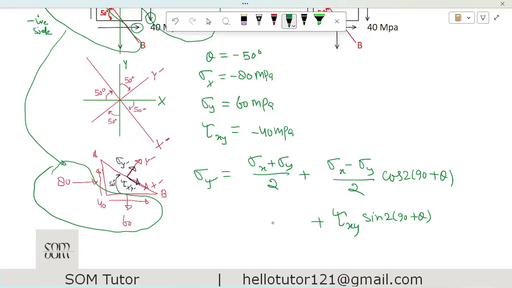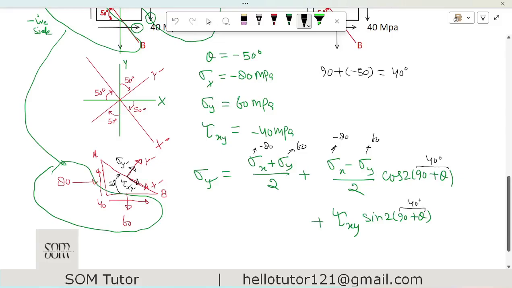Anyways, so sigma y prime, let me just write here. Sigma x is minus 80 megapascal, sigma y, as you can see here, is 60. Now 2 times 90 plus theta. How much is theta? Theta is minus 50 degree, right? So how much is 90 plus theta? It is 90 plus minus 50, which is 40 degrees, right? So it is 40 degrees, and it is also going to be 40 degrees.